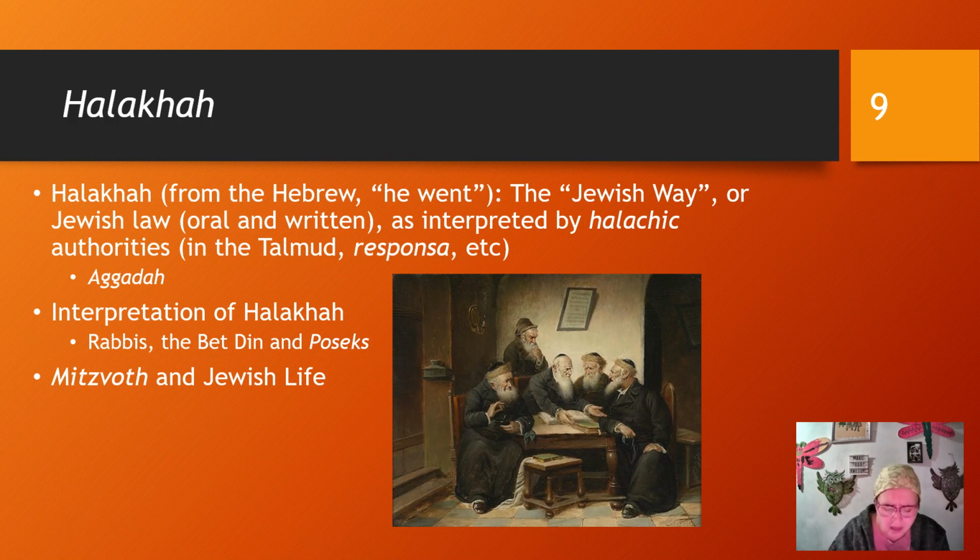So halakhic authority was invested in the rabbis and the poseks and the bet din. The bet din are sort of like little Sanhedrins. They're religious courts that rabbis or committees of rabbis preside over to help people live Jewishly in whatever context they're in. And how to apply the 613 mitzvah or commandments that are found in Torah throughout Jewish life.